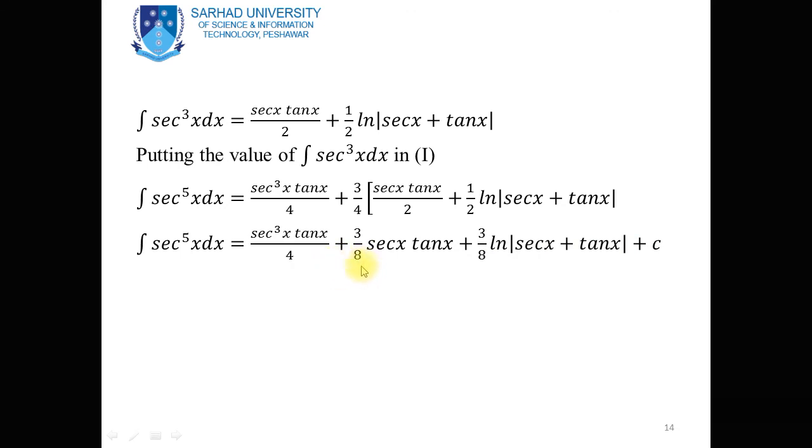The conclusion of this lecture is how to evaluate the integration of any trigonometric function power n with respect to x. So for the integration of any trigonometric function power n with respect to x, we can use the reduction formula. Now this is the end of this segment.